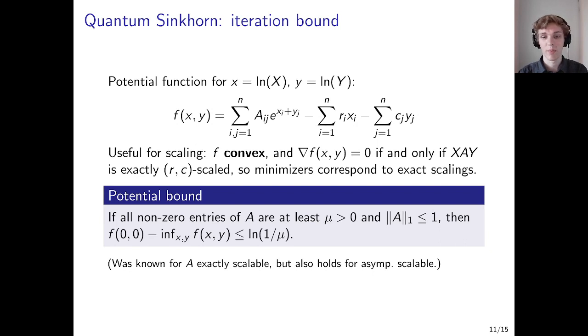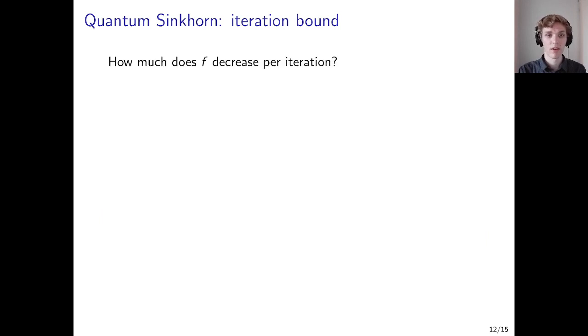Okay, we have our potential bound. Now we want to show that if our matrix is not epsilon scaled, then it decreases by a certain amount. If we can lower bound this, then we can show that we cannot have this condition for too many iterations, because otherwise our potential would drop too much. So the question is, how much does f decrease per iteration?